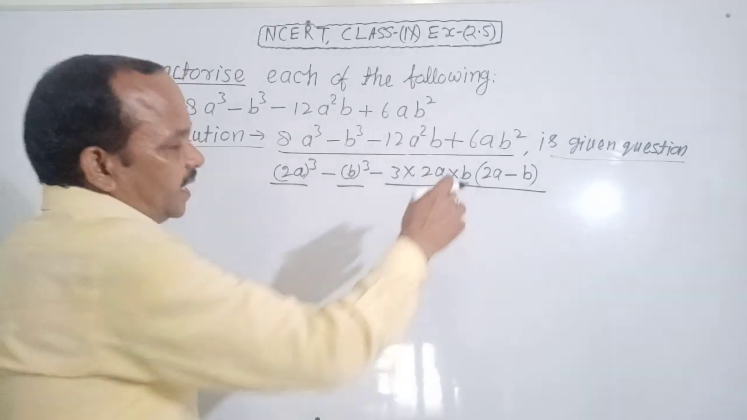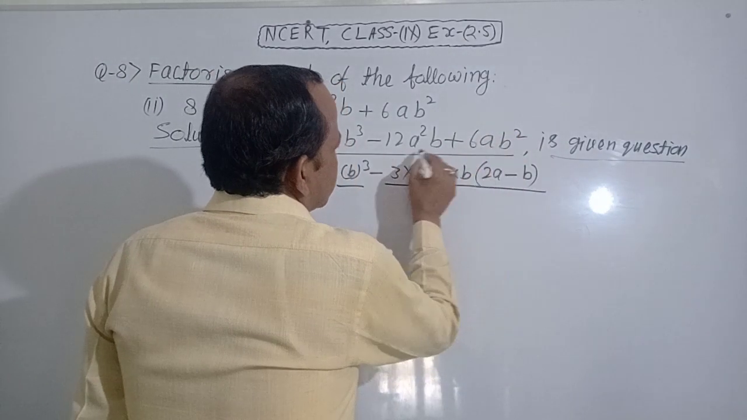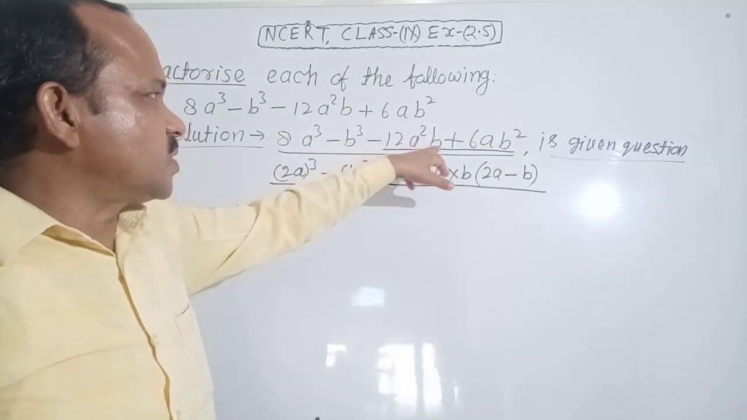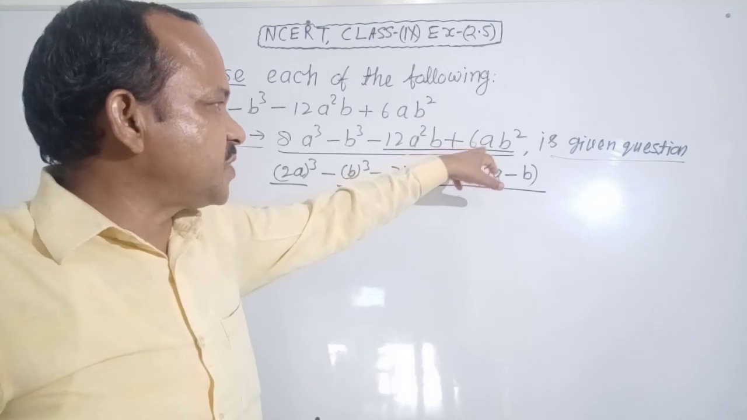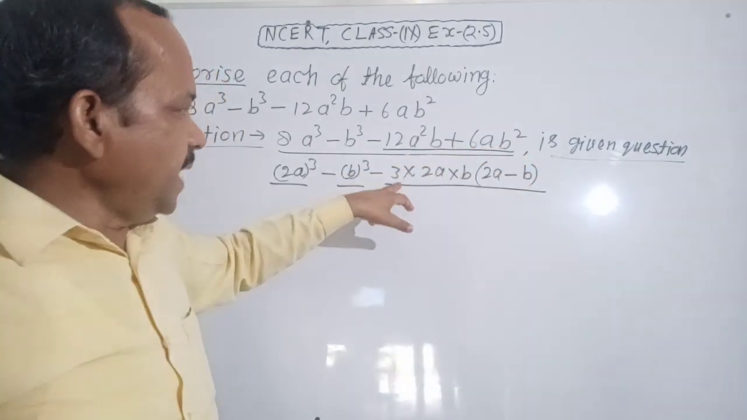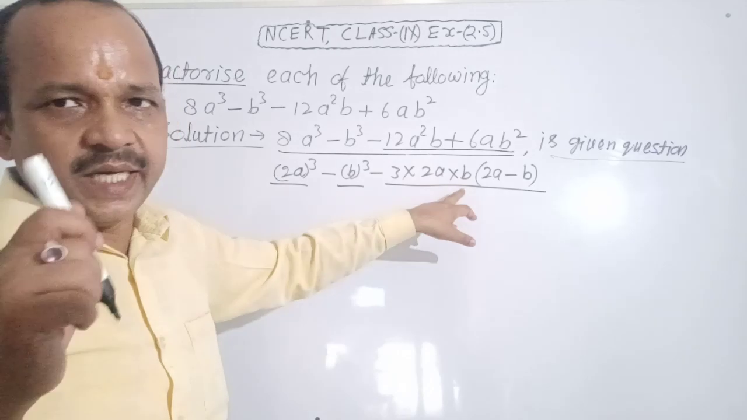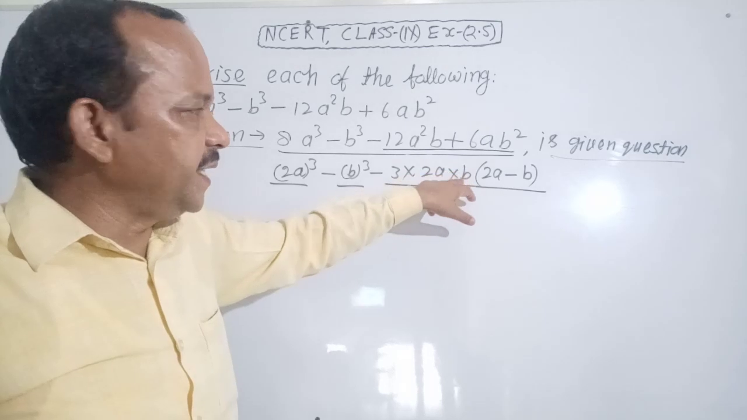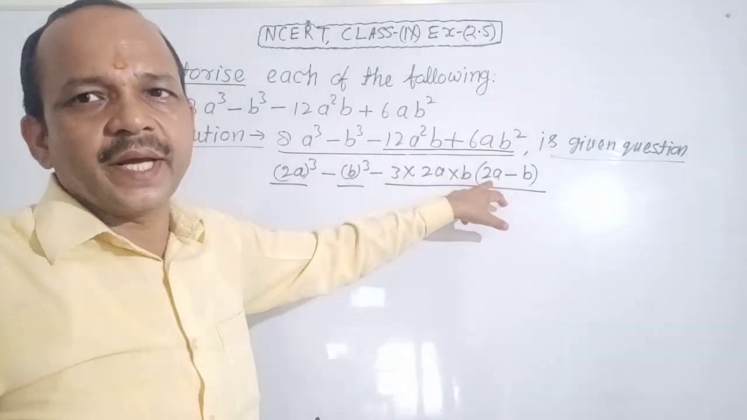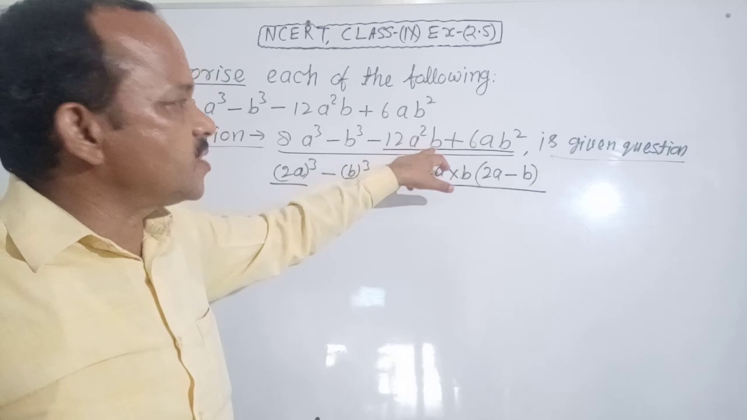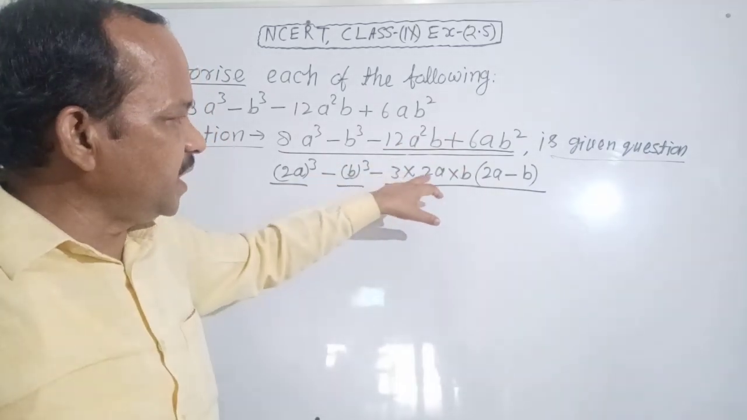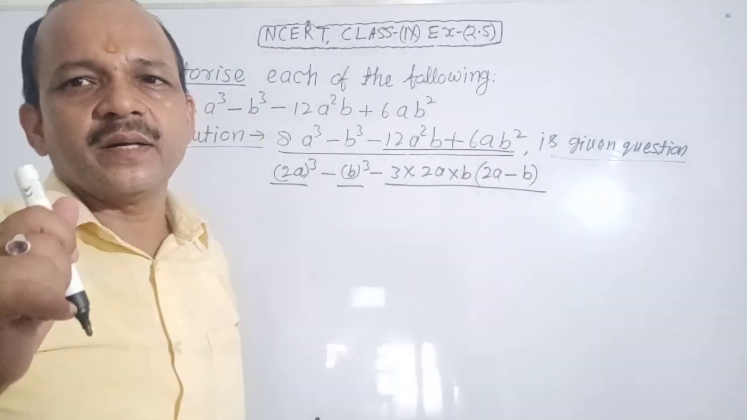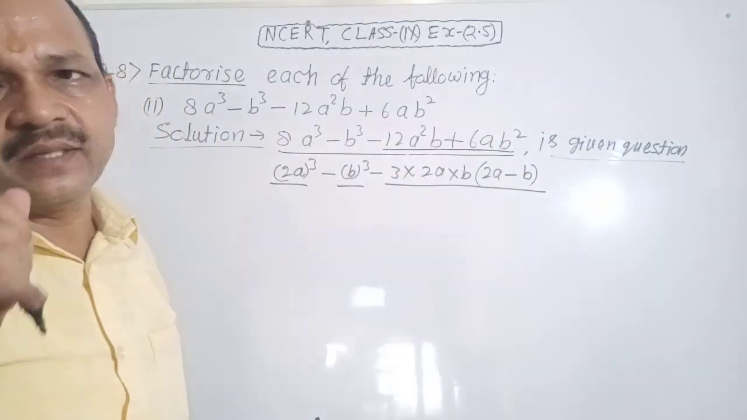Is it clear? Here you can take the LCM of 6a square b plus 6ab square. Take 2 times 3, which is 6ab. If you multiply 2, 3, 2a and b and 2a, it becomes 12a square b. If you multiply 3, 2a, b and b, it becomes 6ab square. Clear? No confusion about it? Very good.